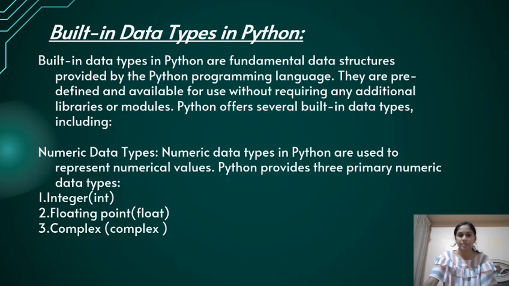Built-in data types in Python. Built-in data types in Python are fundamental data structures provided by the Python programming language. They are predefined and available for use without requiring any additional libraries or modules. Python offers several built-in data types, including the numeric data type. Numeric data types in Python are used to represent numerical values. Python provides three primary numeric data types that include integer, floating point, and complex.